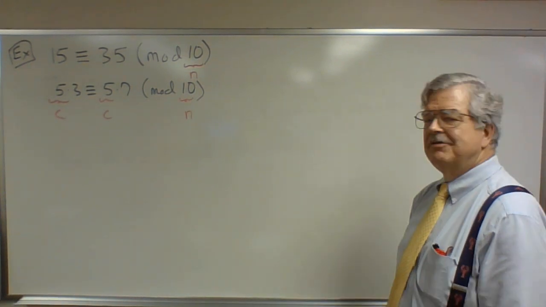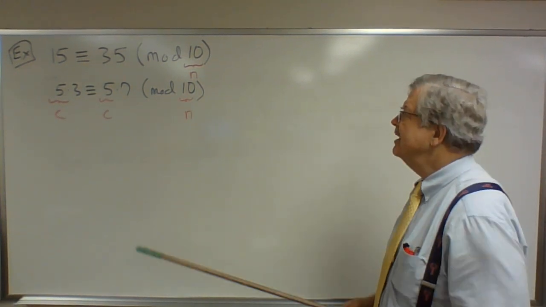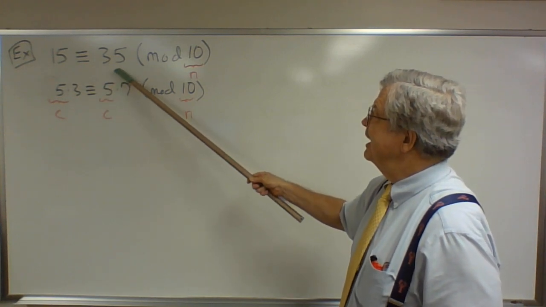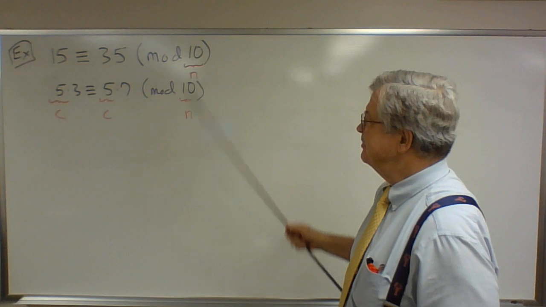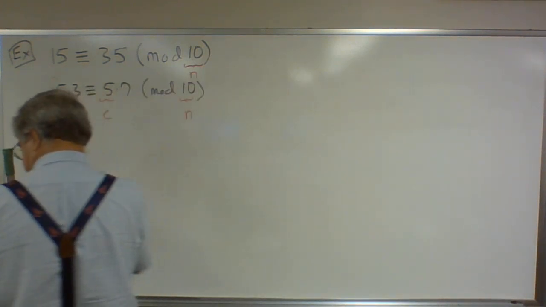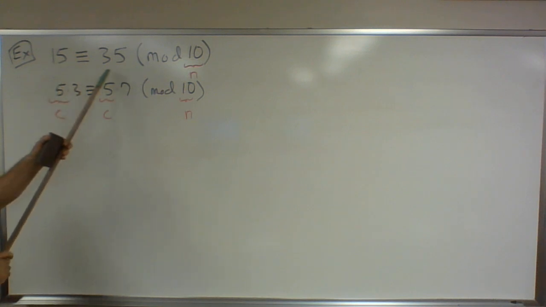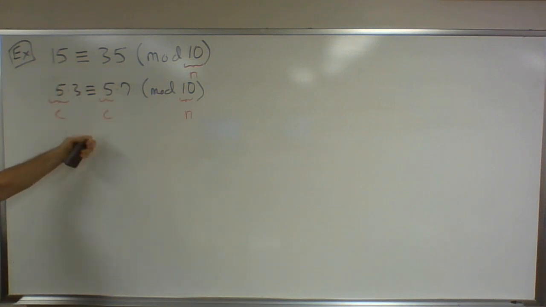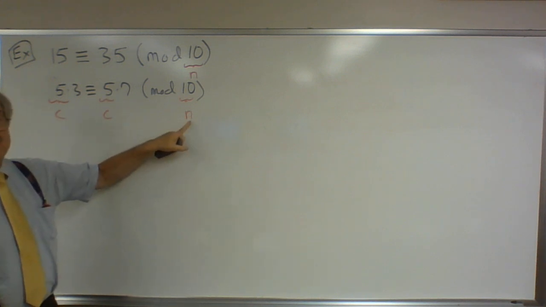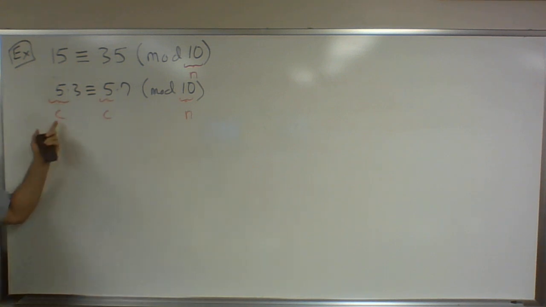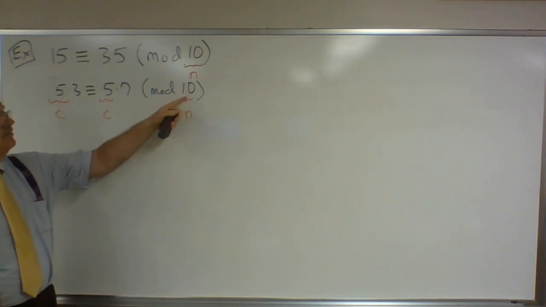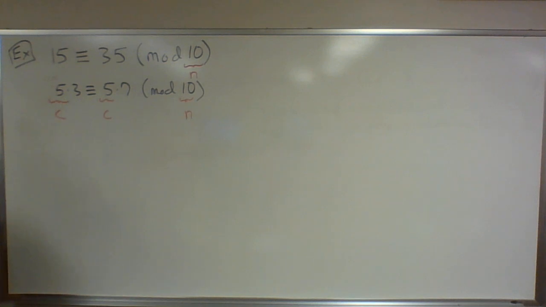Okay, please forgive me. This is more what I had in mind. 15 congruent to 35, mod 10. And 15 and 35 have a common factor, 5. So 5 is going to be our C. And it turns out that C and N are not relatively prime. As a matter of fact, C is a zero divisor of 10. So we can't just cancel the 5s from both sides. We can't cancel C from both sides.